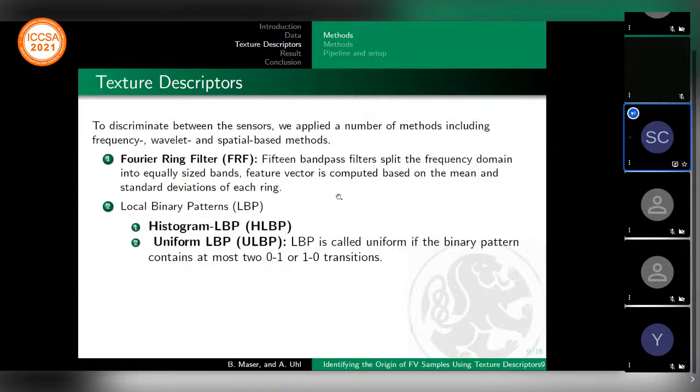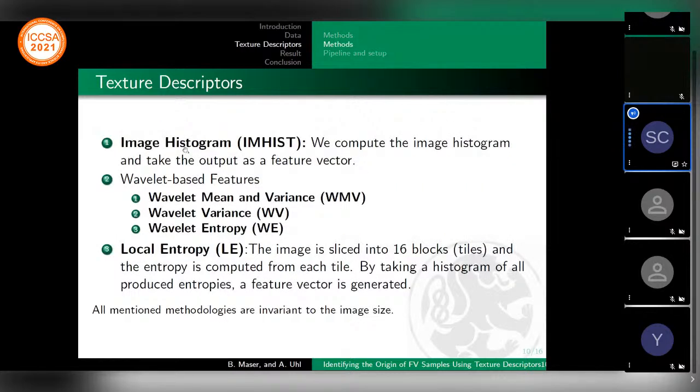And once again, we build a histogram about the uniform local binary patterns. Then the image histogram, that's a very simple feature. We just generate a histogram over the pixel values of an image, basically. So it's the luminance distribution.